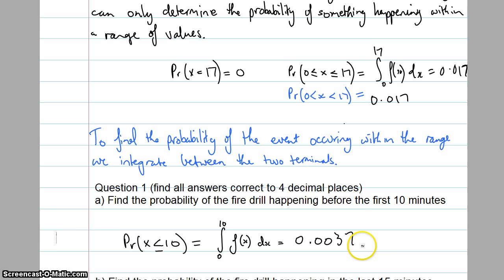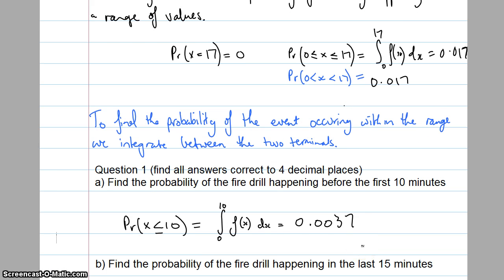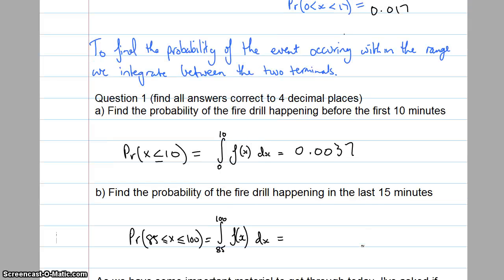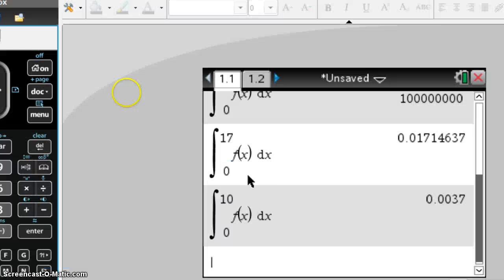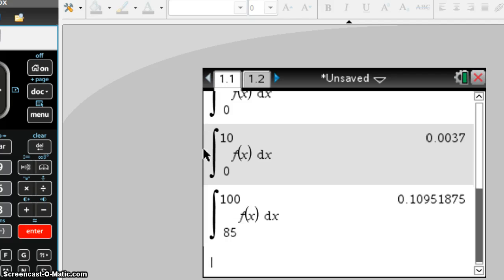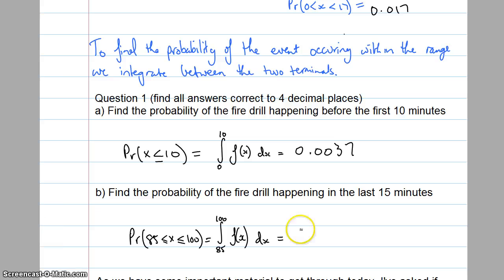The probability of the fire drill happening in the last 15 minutes, well, that's just x between 85 and 100. That's just an integration between 85 and 100 of f of x. So again, I go to 100 and 85, and control equals, because 4 decimal places, 0.1095.